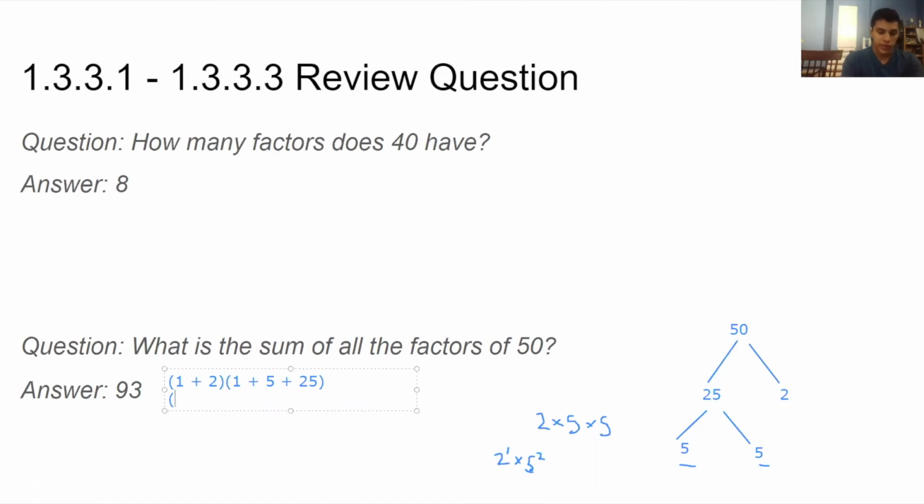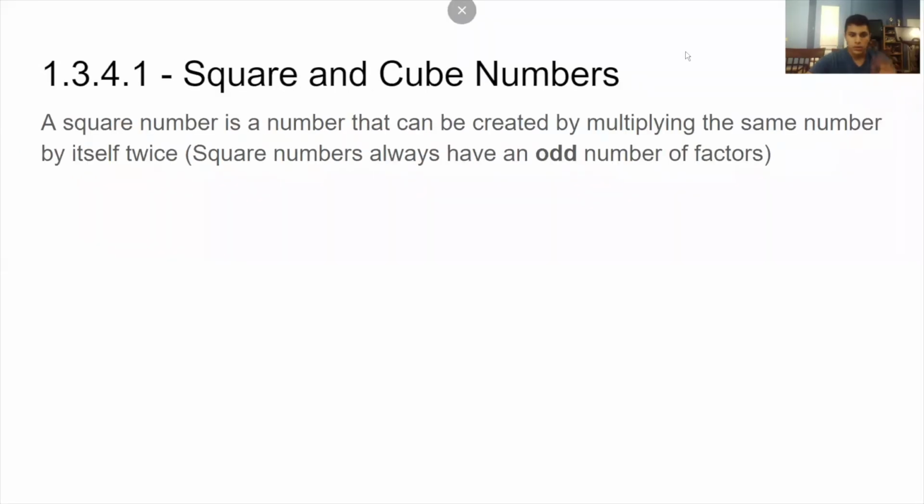So if I simplify this, 1 plus 2 is 3. 1 plus 5 plus 25 is 6 plus 25, which is 31. Then if I multiply 3 by 31, that leaves me with 93 as the sum of all the factors of 50. So next we're going to talk about square and cube numbers.